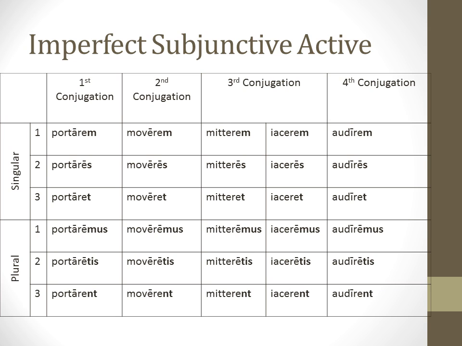Portarem is I was carrying. It's imperfect, so that continued action is still there. Portares, you were carrying. He was carrying, or she. We were carrying. Y'all were carrying. They were carrying. It's still imperfect. What's the difference between this and a regular imperfect with ba? Well, like we said in that first video, this subjunctive deals with actions of verbs that are potential.